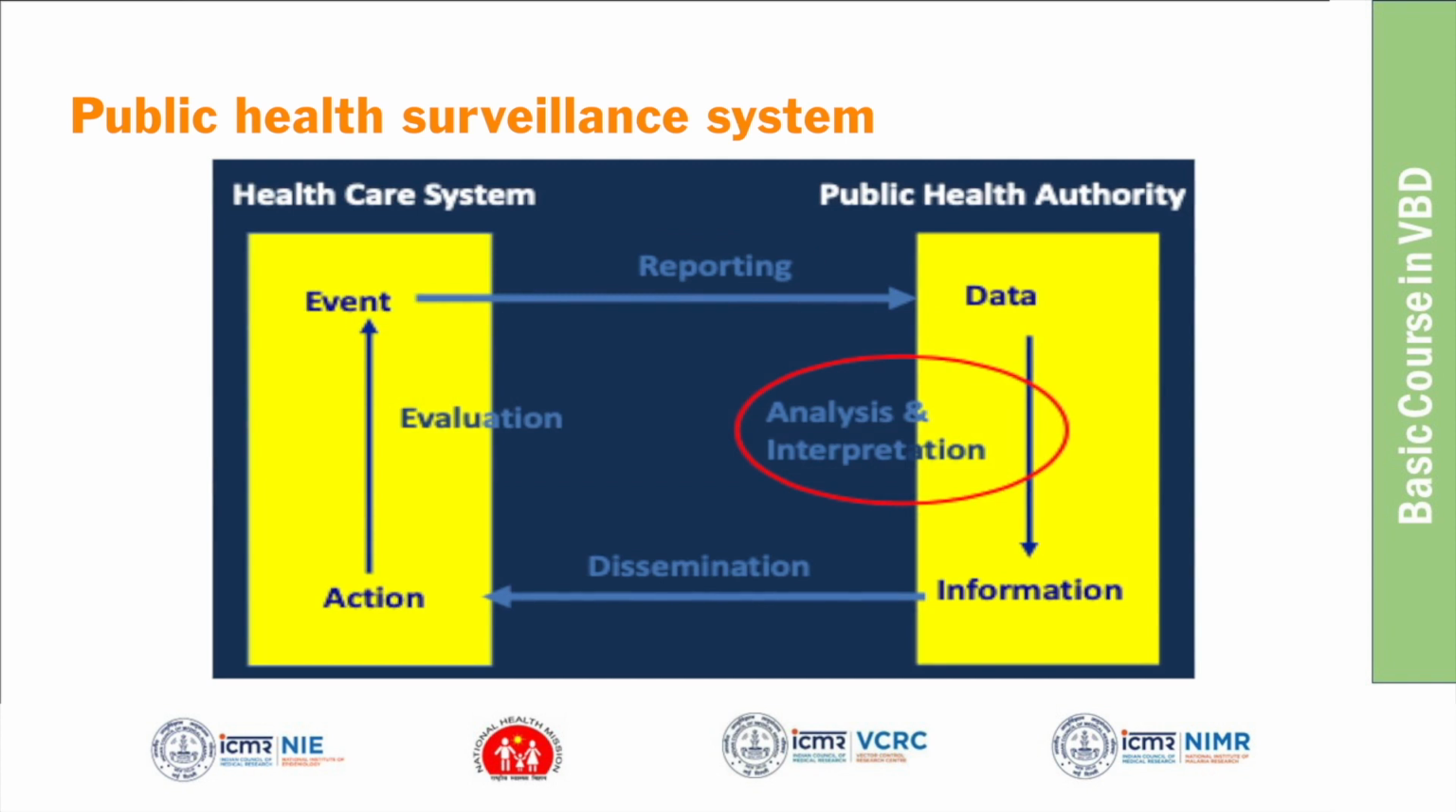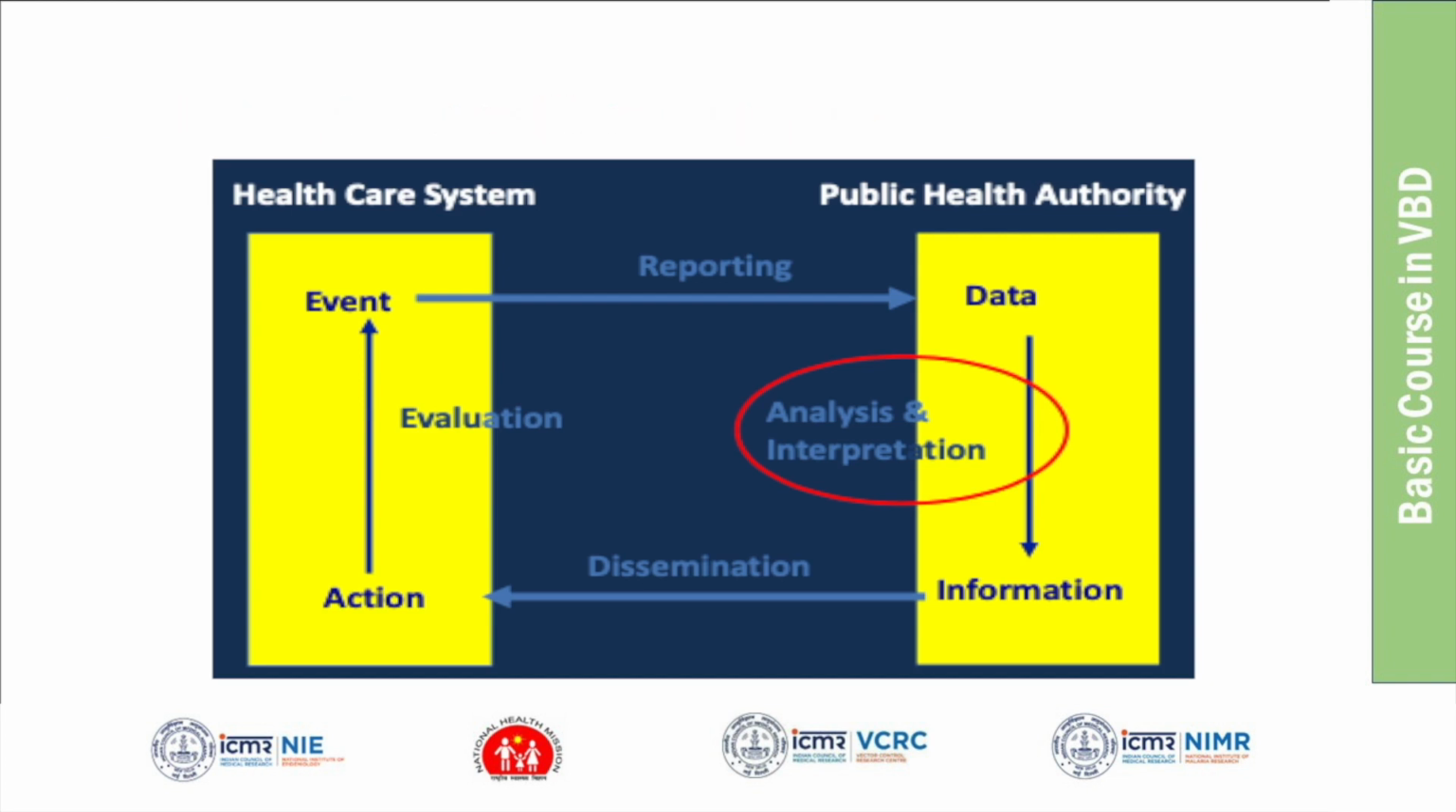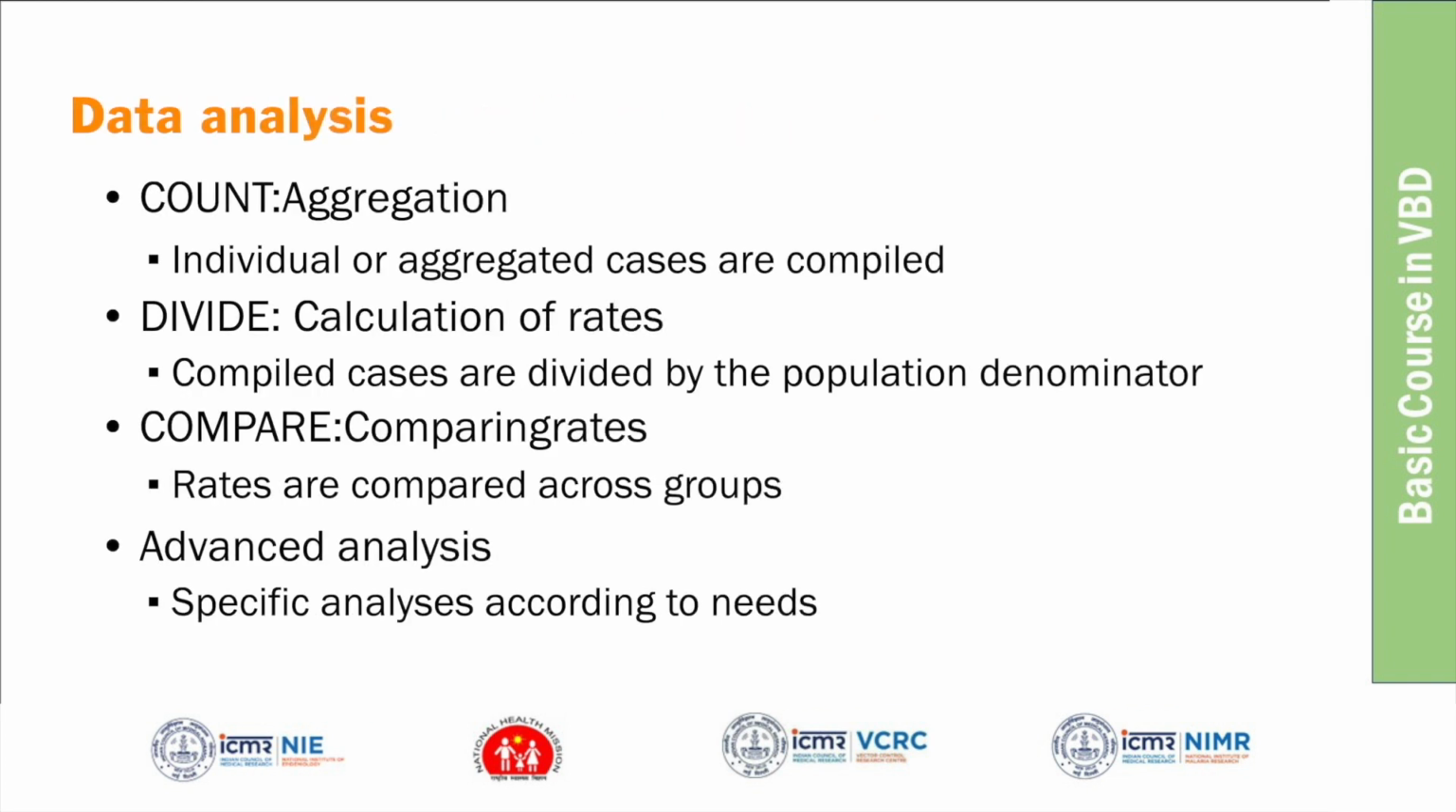So once we have reported the events data to the public health authority, we need to analyze that data and make information from it. So what is data analysis? We can just count. What is counting? Just compiling individual or aggregated data. Take the example of malaria. How many malaria cases are from district A, or how many male malaria cases? We are counting how many cases from the whole state, how many cases from the district, how many cases from one block. So we can count it, and we can divide.